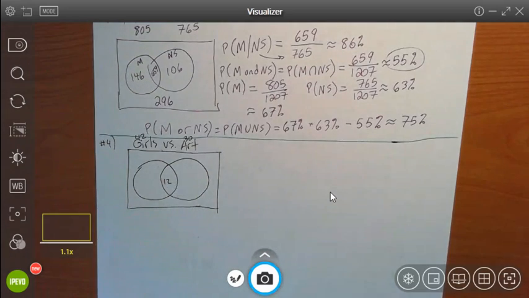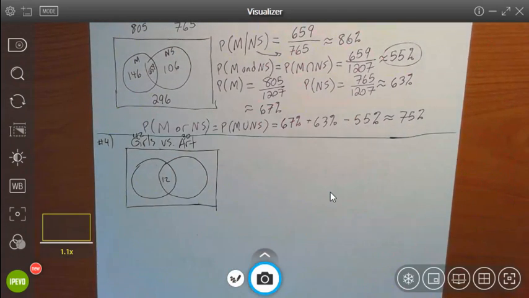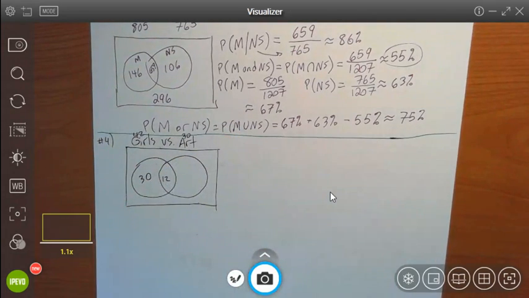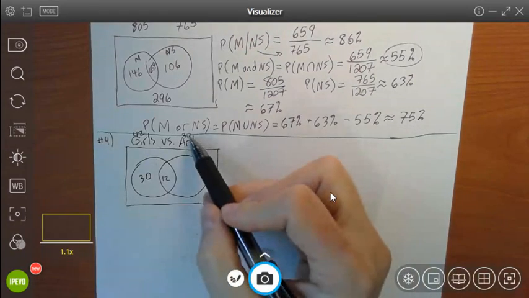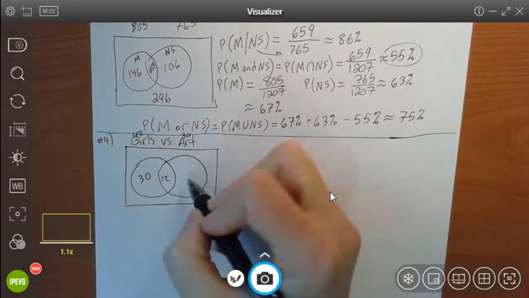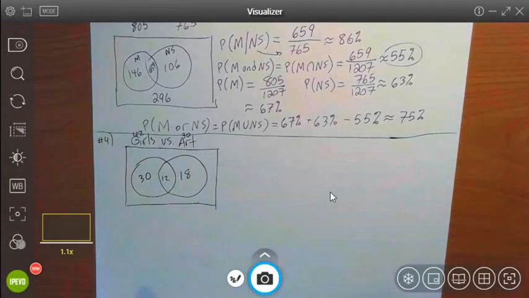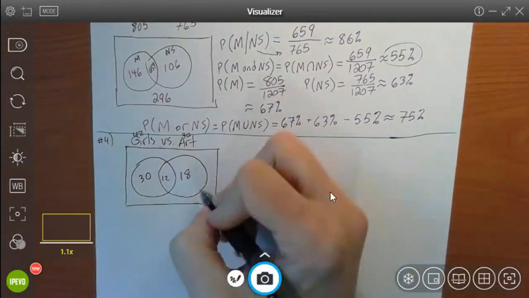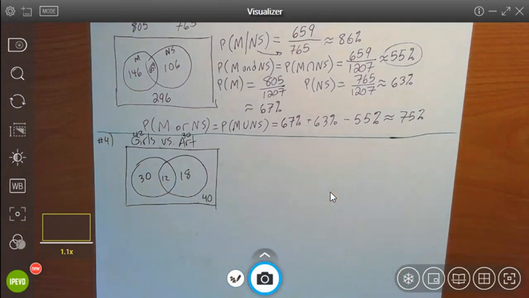So out of the 42 total girls, if we take away the 12 that are both, that means there are 30 girls who did not choose art. And out of the 30 art students, we had 12 girls. So that means we had 18 people who were art students but were not girls. So out of those 42 plus 18, 60 people, well, that means there's 40 people left over out of the 100 total in our sample space.